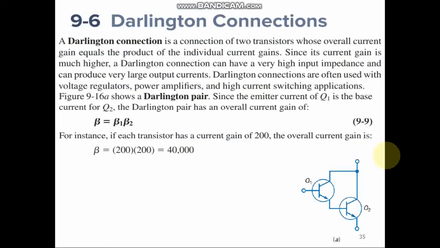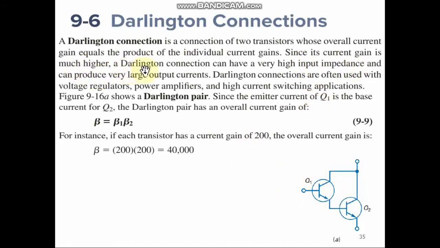The next topic is Darlington connections. A Darlington connection is a connection of two transistors whose overall gain equals the product of the individual current gains. So a Darlington connection is a two-transistor cascade connection of CC, common collector, transistors.